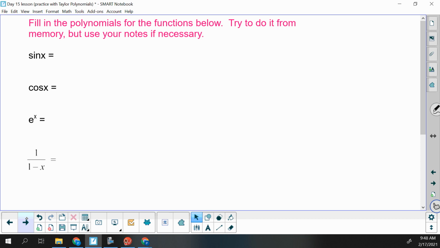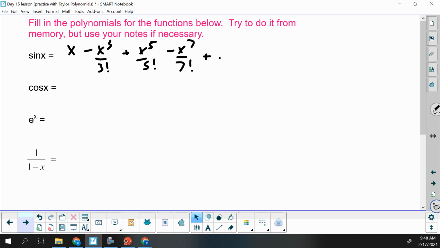So sine, remember, is an odd function. So we would want odd powers. So we would have x minus x cubed over 3 factorial plus x to the 5th over 5 factorial minus x to the 7th over 7 factorial plus dot, dot, dot.